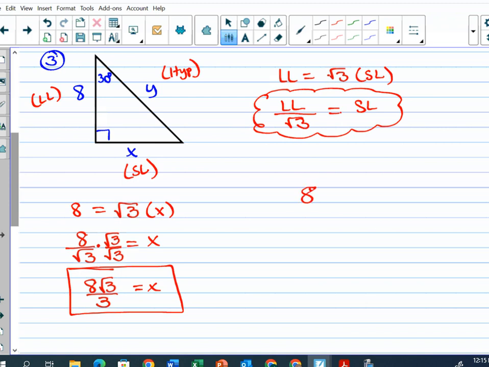So anytime you're dividing by a radical, so here 8 over √3, you just take numerator and denominator times that radical. 8 times √3 is 8√3. √3 times √3 is just 3.